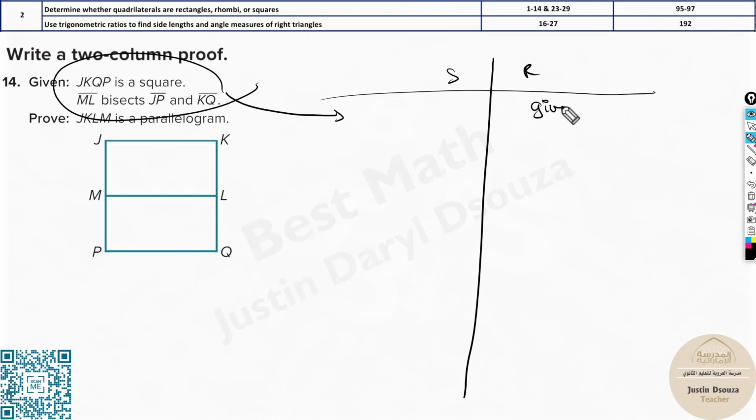That's given. And then let us see what we can use. We need to just prove this to be a parallelogram. In this case, this is already parallel to each other. Why? Because we know it's a square. Now, we have to just prove this to be congruent to each other.